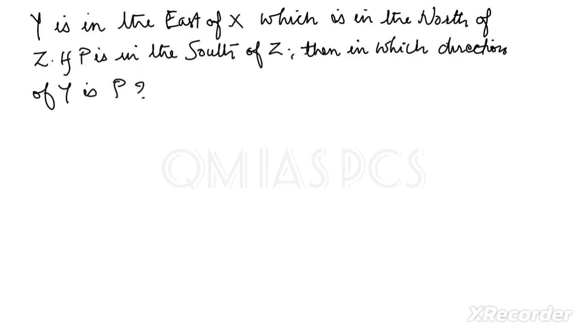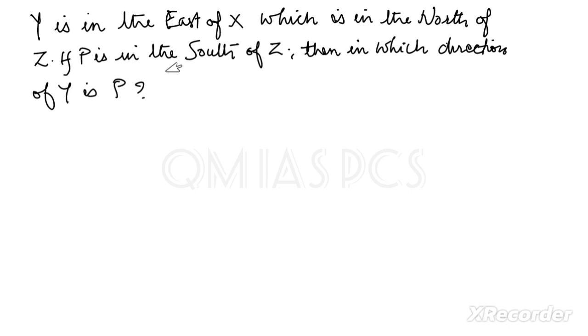Okay, now try this question. The question is given: Y is in the east of X, okay. Read the question carefully. It is given that Y is in the east of X, which is in the north of Z. Fine. If P is in the south of Z, then in which direction of Y is P? Okay, this is the question.